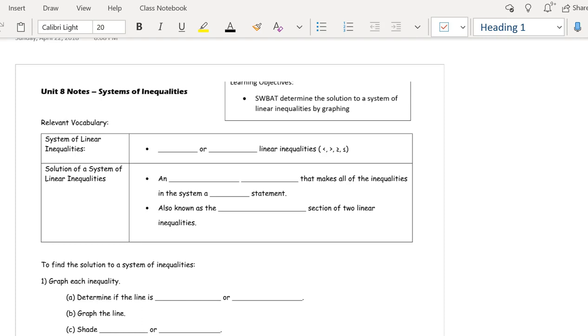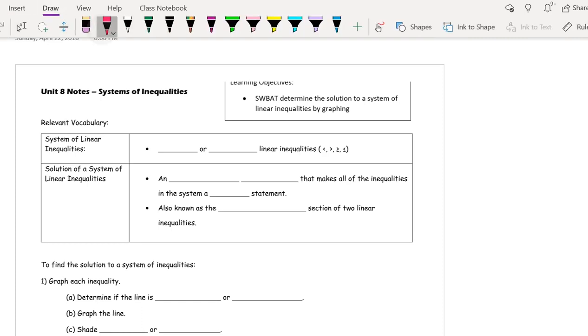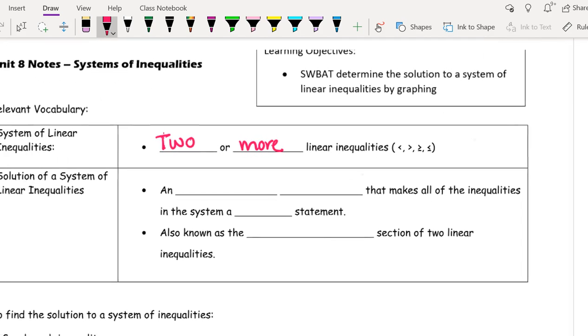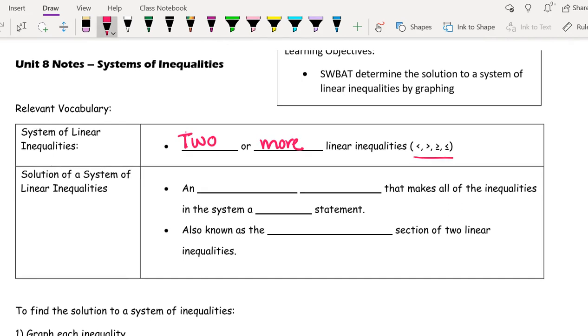Okay, so a system of linear inequalities is two or more linear inequalities. And remember, an inequality has a less than, or a greater than, or a less than or equal to, or a greater than or equal to. So we're looking at these symbols. That's how we know it's an inequality and not an equation.